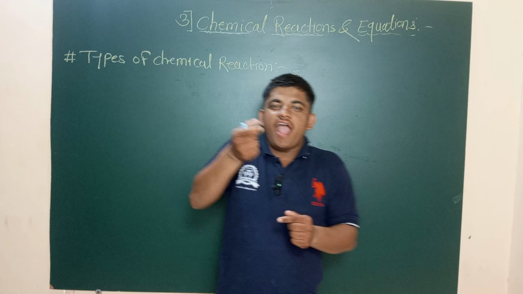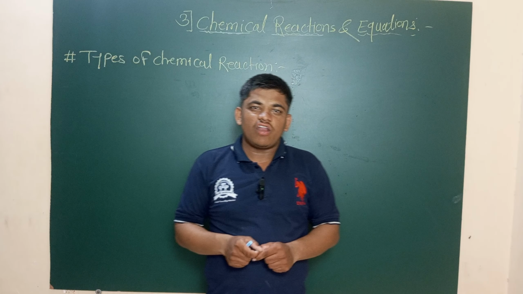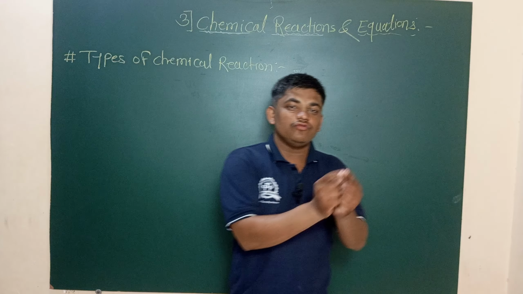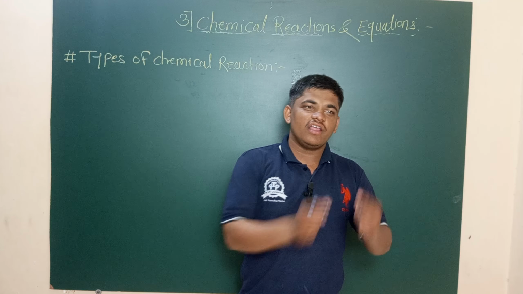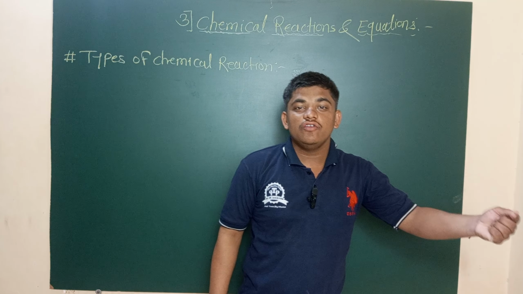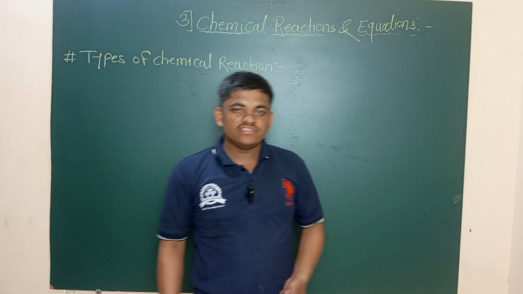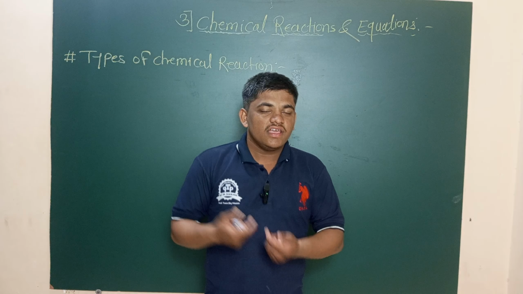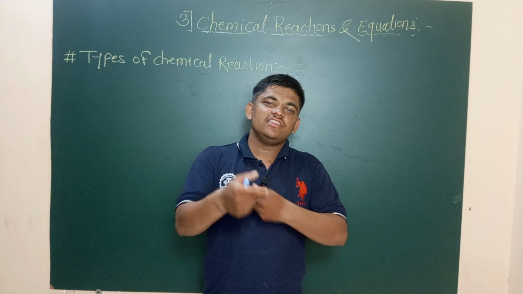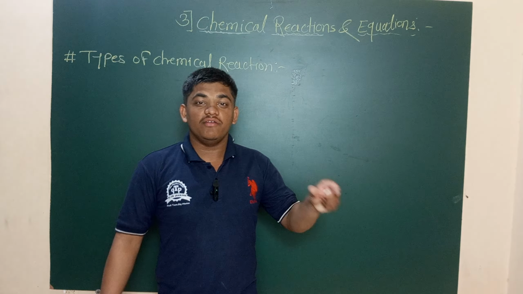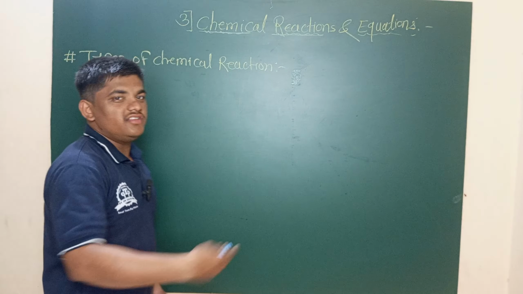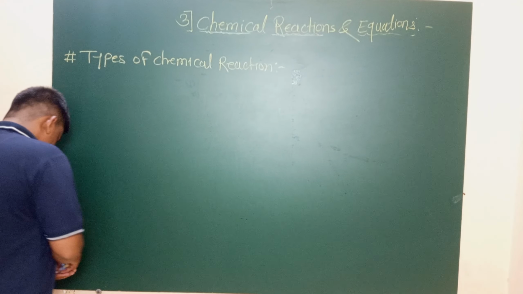In a displacement reaction, highly reactive elements or highly reactive ions replace less reactive elements or less reactive ions to form new products. This is called a displacement reaction. Double displacement reactions involve exchanging of the elements or ions in the reactants to form different products. This is the double displacement reaction.